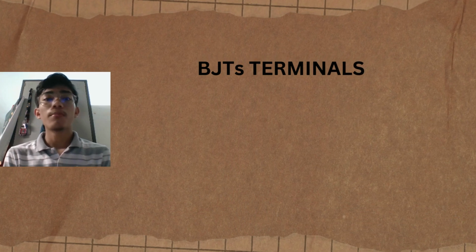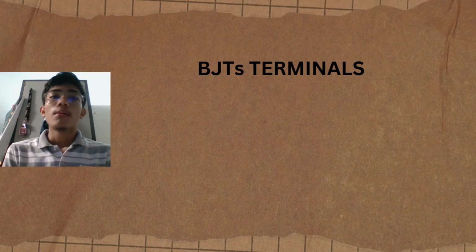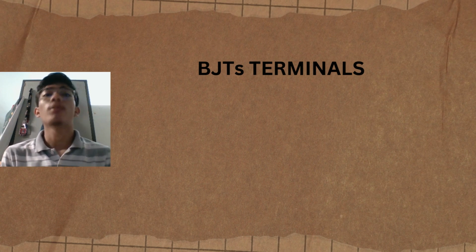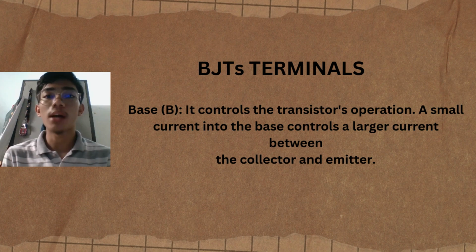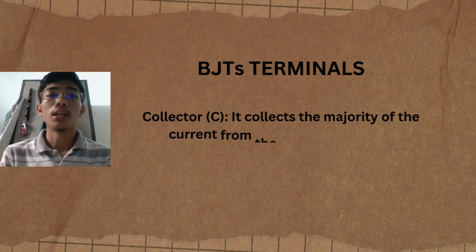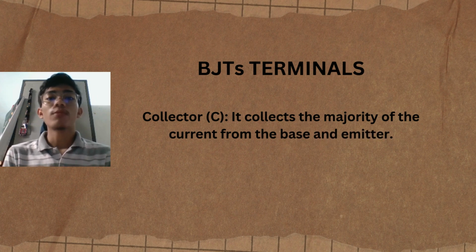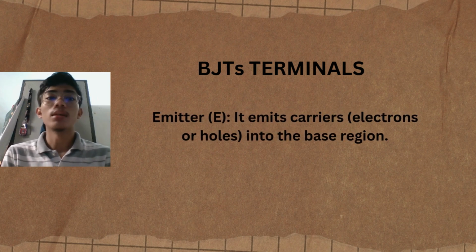Now I'm going to explain the function of bipolar junction transistor terminals. As I said, BJTs have three terminals. The first one is the base. It controls the transistor operation. A small current into the base controls a larger current between the collector and emitter. The second one is the collector. It collects the majority of the current from the base and emitter. And the last one is the emitter. It emits carriers, electrons or holes, into the base region.